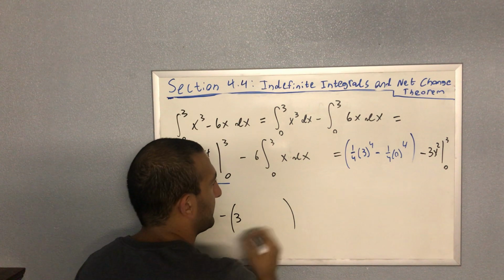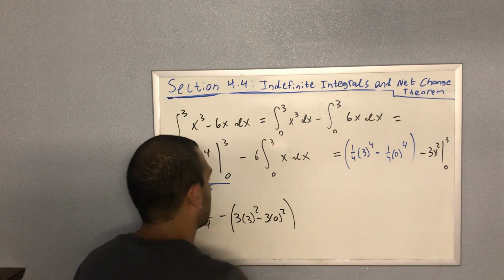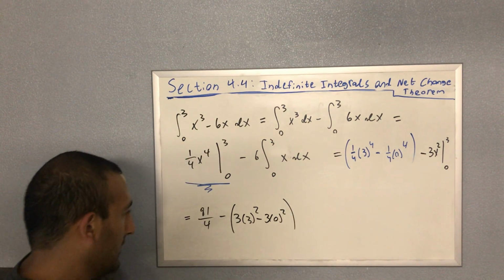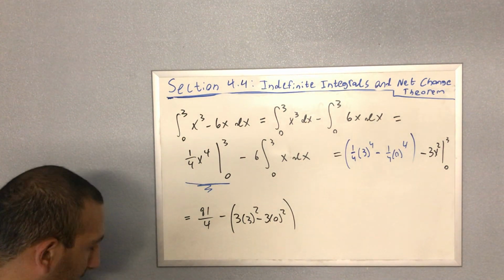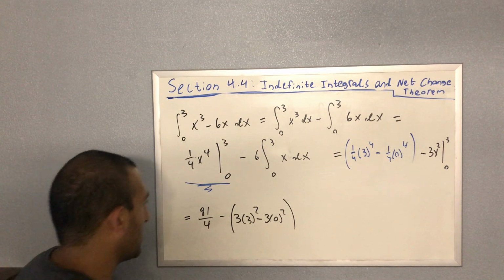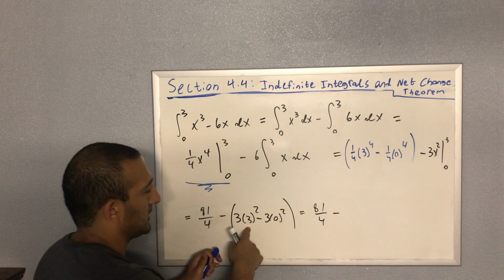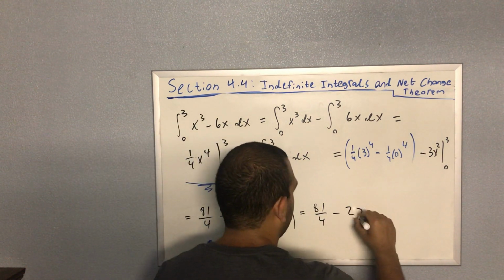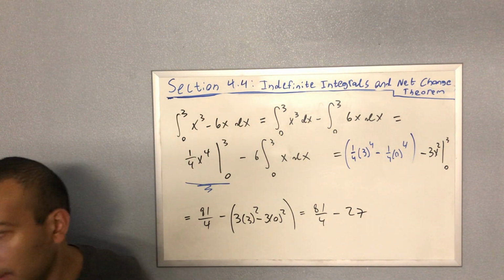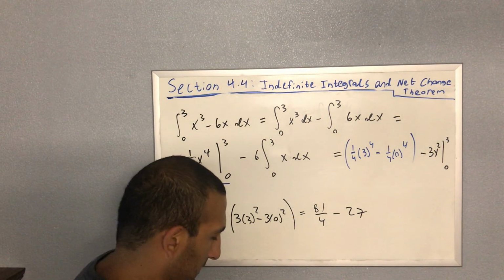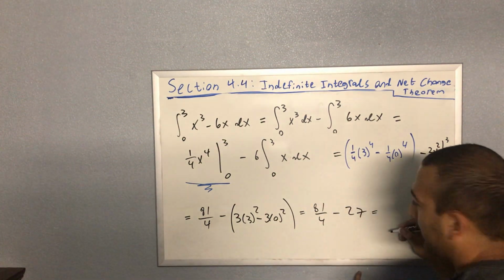So this will be 3 times 3 squared minus 3 times 0 squared. Again, capital F of B minus capital F of A. And again, this is 0, so this is just 81 over 4 minus, that's 0, and then this is 3 cubed essentially, so 27. And then this, once you do all the whatnot, this gives negative 6.75.